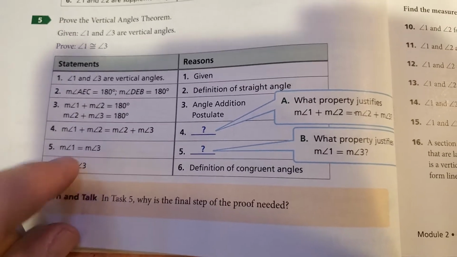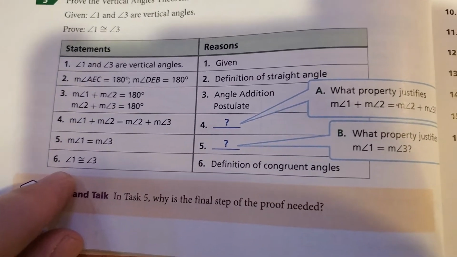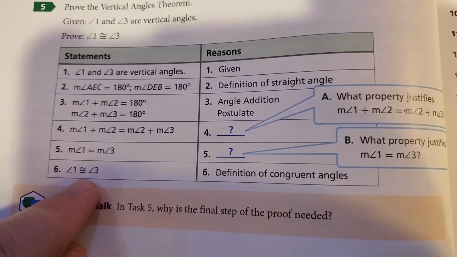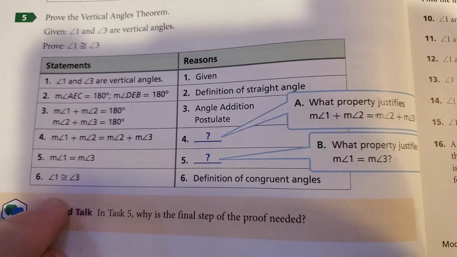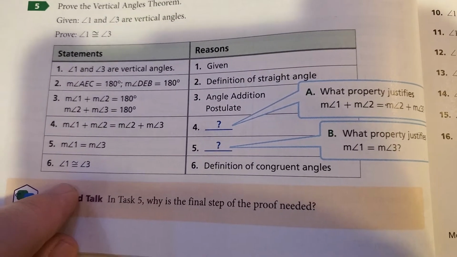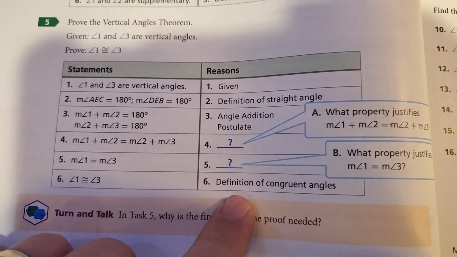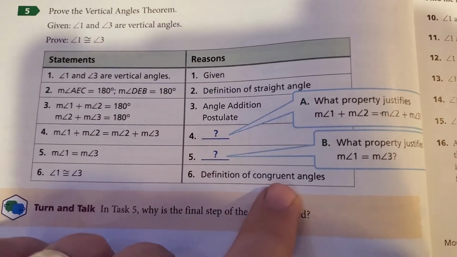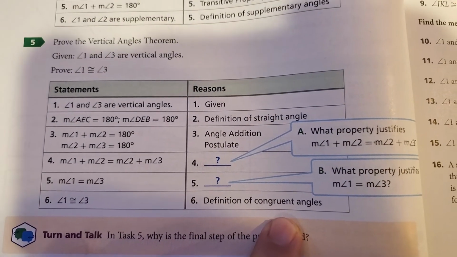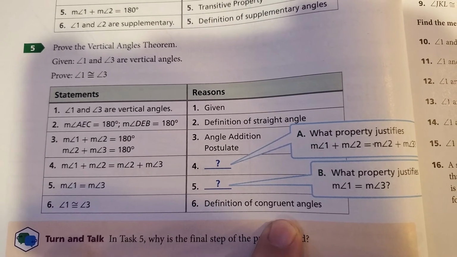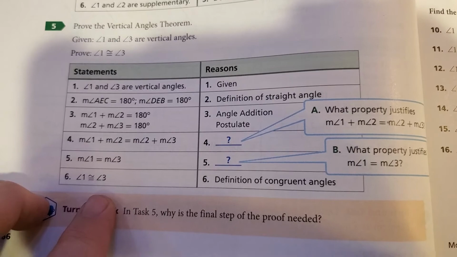Last step is a technical step. If they're equal in measure, that means they're also congruent. And that's what we were supposed to prove, that they were congruent. So anytime you're converting from equal measures to congruent, or even backwards, from congruent to equal measure, it's always the same definition, because definitions work forwards or backwards. This one is the definition of congruent angles. So there you have the proof of the vertical angles theorem.